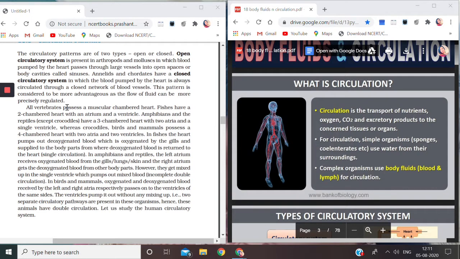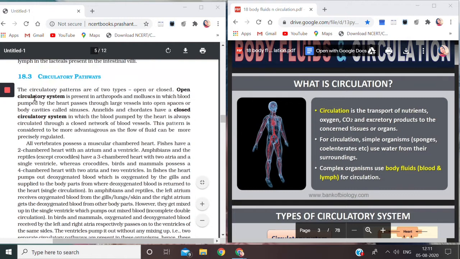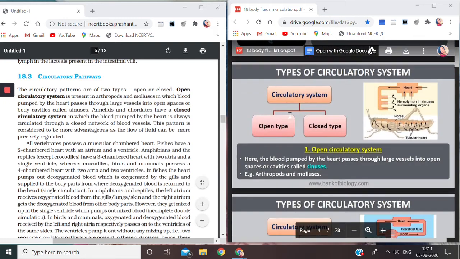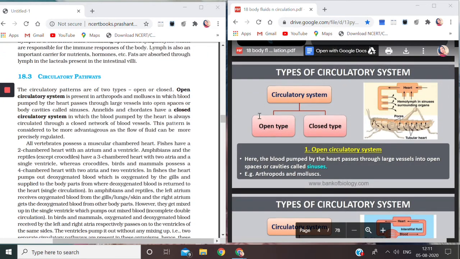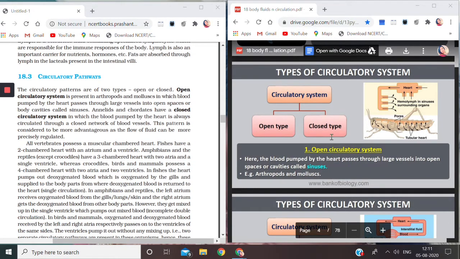So children, first of all, you see in your NCERT book, the circulatory patterns are of two types. One is the open and the other is the closed. Now what does this mean? Circulatory systems are of two types: open type circulatory system and closed type circulatory system. Now why do we give these terms, open and closed, to the circulatory system?